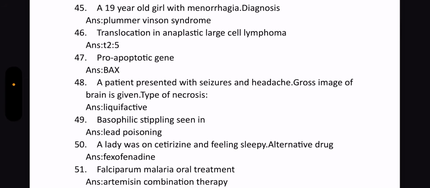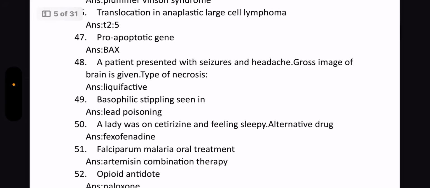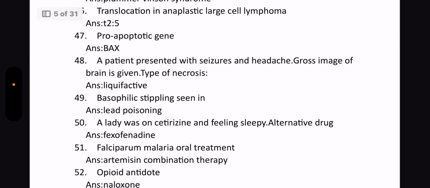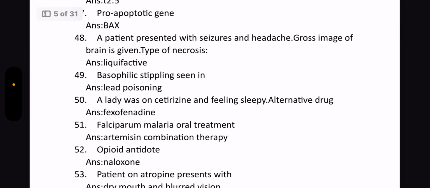Next, 19-year-old girl with menorrhagia. Diagnosis: Plummer-Vinson syndrome. Next, translocation in anaplastic large cell lymphoma. T(2;5). Next, pro-apoptotic gene, answer is Bax.